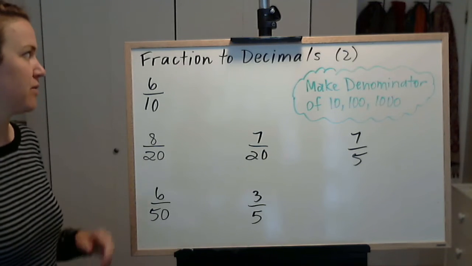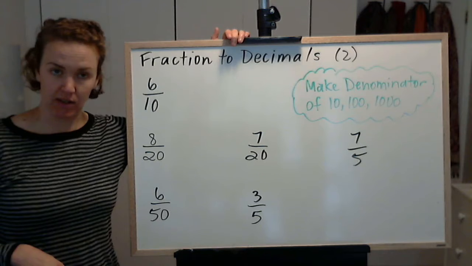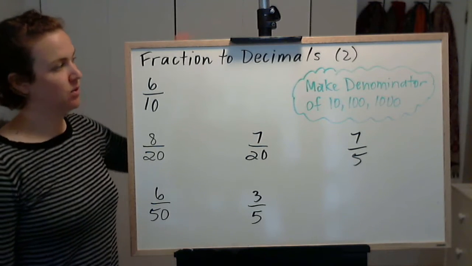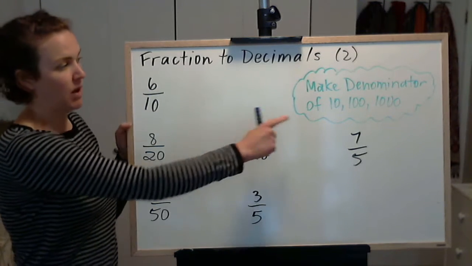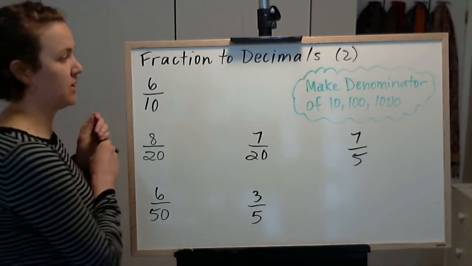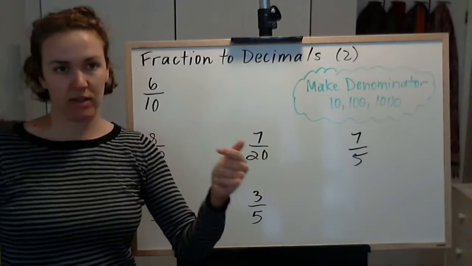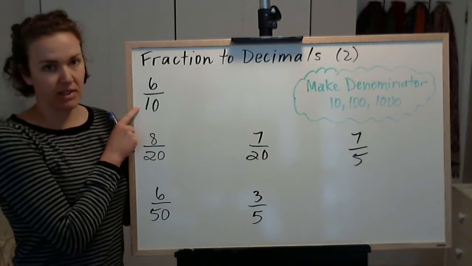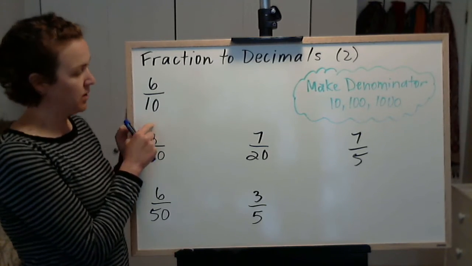This video is for converting fractions to decimals, which is the reverse of what we just did. And the key to figuring out how to put this into a decimal is you make the denominator 10, 100, or 1000. Once you have a denominator of 10, 100, or 1000, then it's just one step to get it into a decimal. So this first example, 6/10, is already in the proper denominator form.